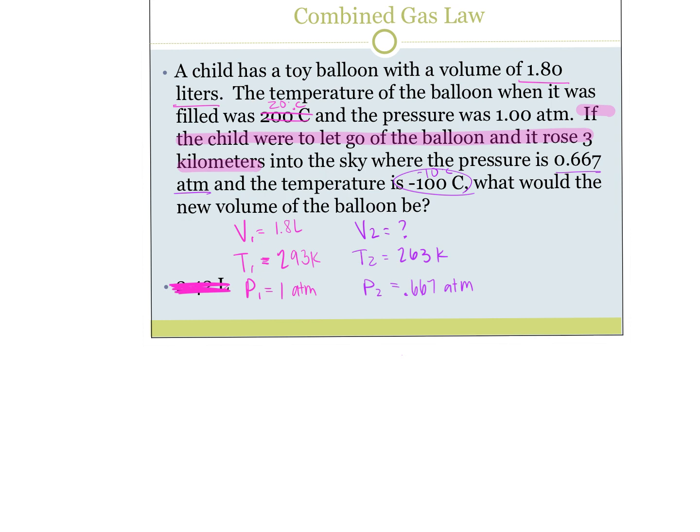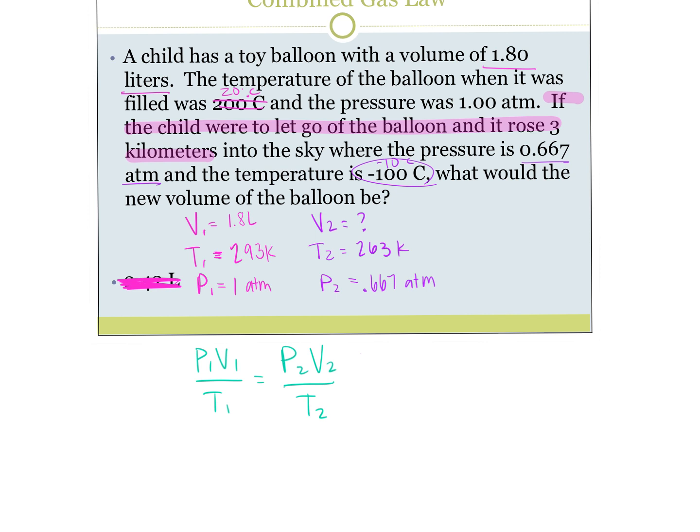The combined gas law says that P1 V1 over T1 equals P2 V2 over T2. So let's put our numbers into that. Is that green okay to see, or is it hard for you to see? All right, so P1 is 1 atmosphere times V1 is 1.8 liters over 293 Kelvin. All of that is equal to 0.667 atmospheres times V2 over 263 Kelvin.